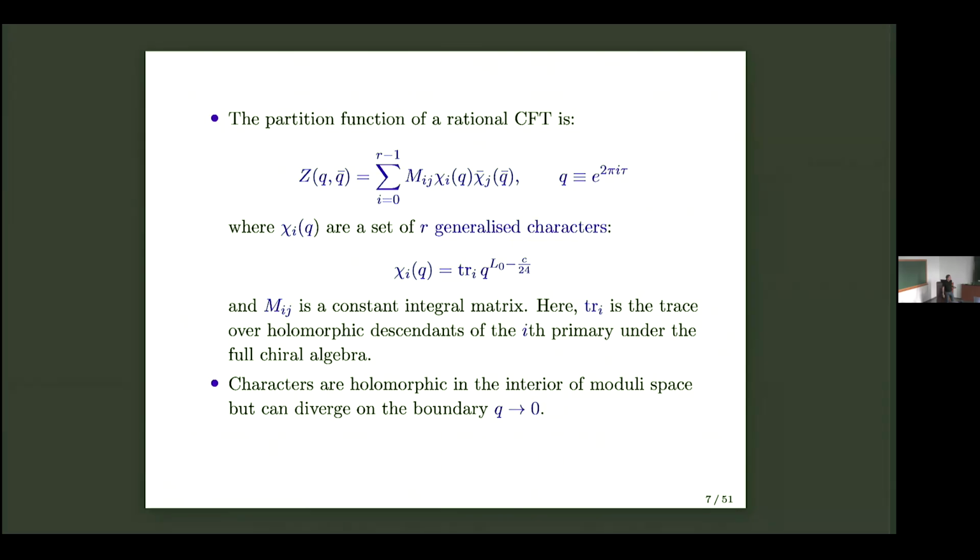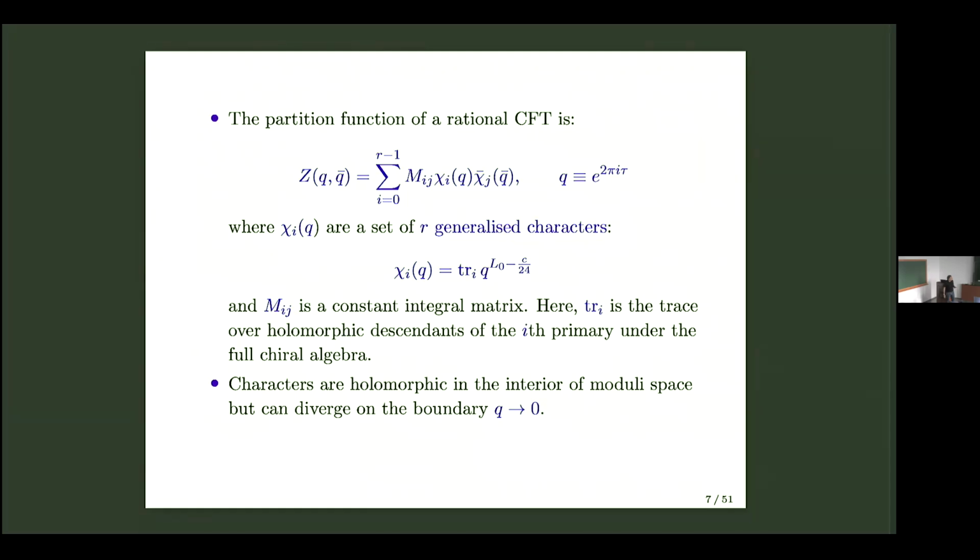Okay. Now, these characters, we'll be analyzing their properties soon. They're holomorphic, where q is e to the 2 pi i tau. Tau is the modular parameter of the torus, which I think we are all familiar with. Characters are holomorphic as long as tau is anywhere in the interior. But if tau goes to i infinity, which is the degeneration limit of the torus, there they are typically singular. That actually comes from this q to the minus c by 24 factor, though some of these exponents could also be negative, but certainly this term is negative.